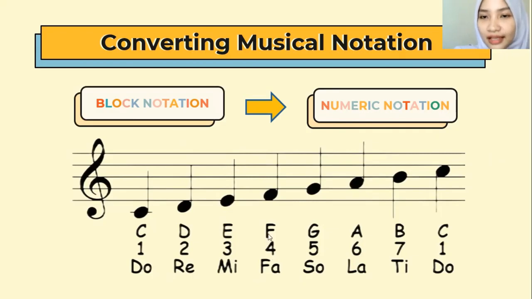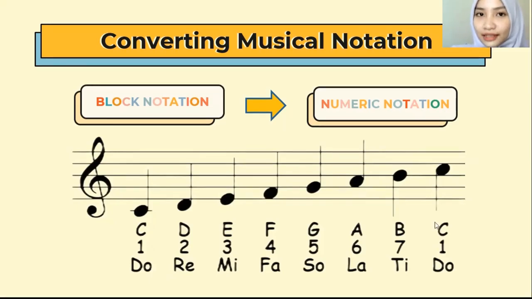Number 4 is F note. Number 5 is G note. Number 6 is A note. Number 7 is B note. And number 1 is C note.